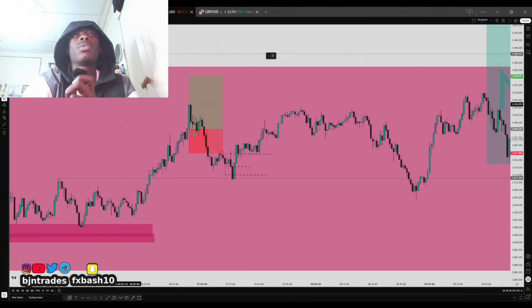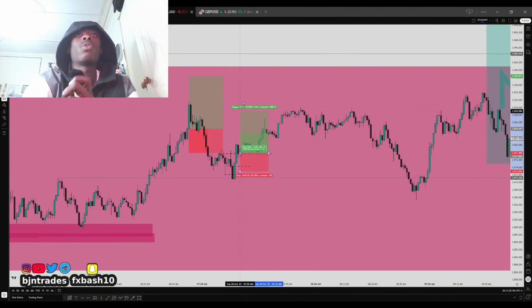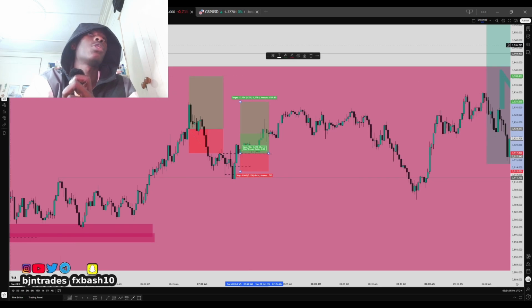Literally no drawdown, bro. I had my stop somewhere here, because I was risking this candle's low, and then obviously got my entry there, and it just went up. My target was the buy side right here, but we didn't get the buy side. I was trailing my stop, so I got stopped out at a profit.